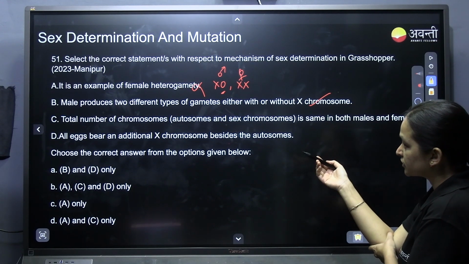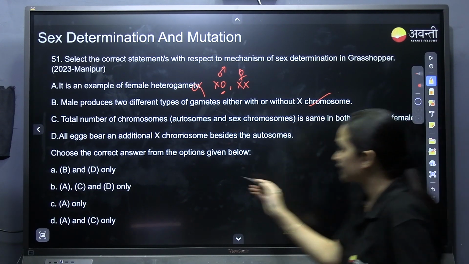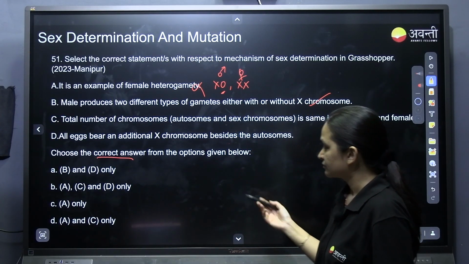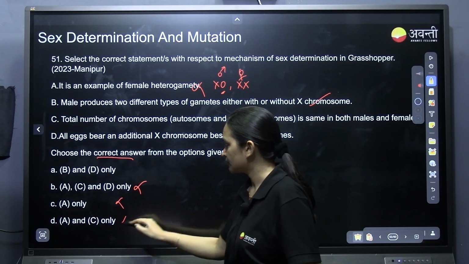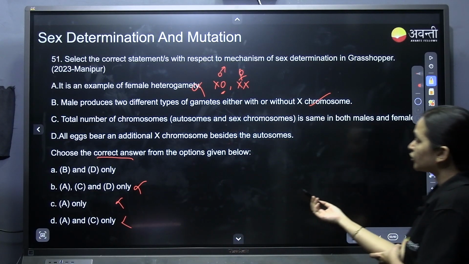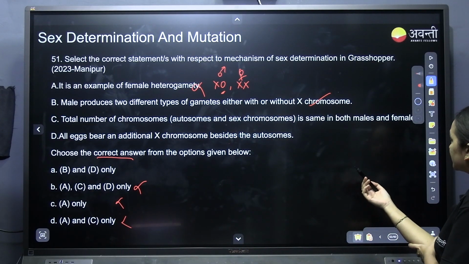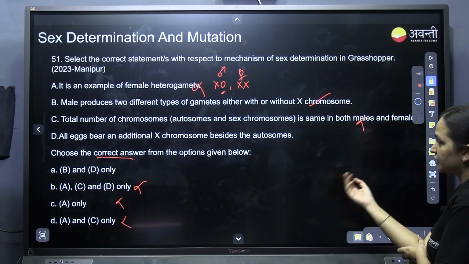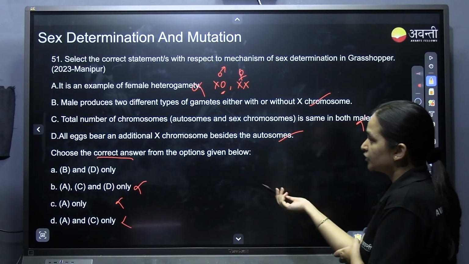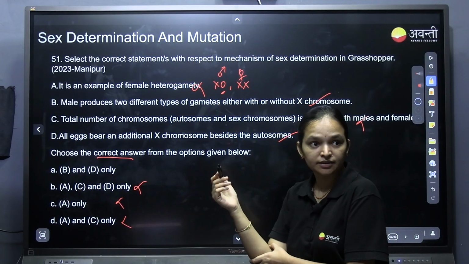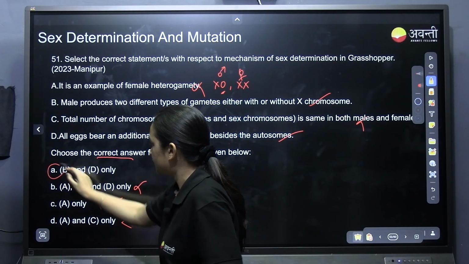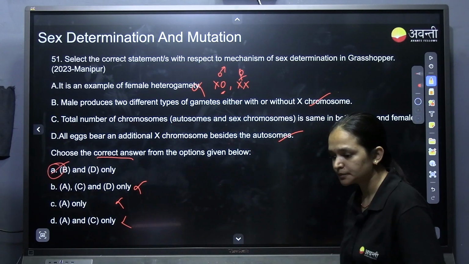If A is false, we need to find the correct statement. Option B: the total number of chromosomes, autosomes or sex chromosomes, is the same in both males and females. Option D: all X bear an additional X chromosome beside the autosomes. Yes. So B and D are the correct statements. So option A is the correct answer.